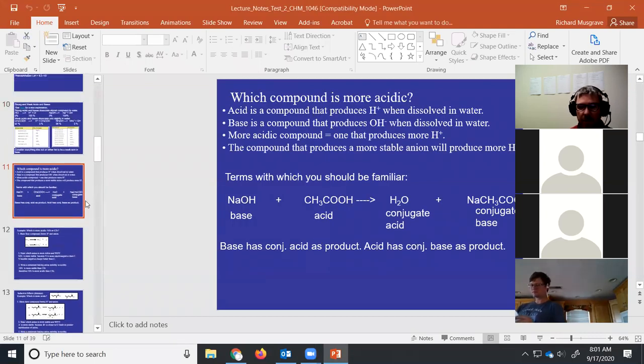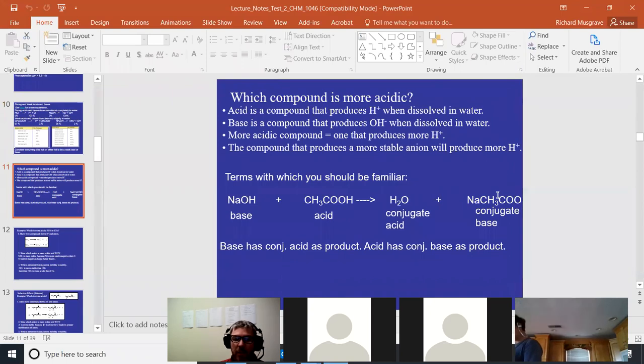All right. So the first thing we're going to be looking at today will be figuring out if one compound is more acidic than another compound. The basis of all of this, to begin with, is that an acid is a compound that produces H plus when we put it in water. A base produces OH minus when we put it in water. And the more acidic compound is the one that produces more H plus.